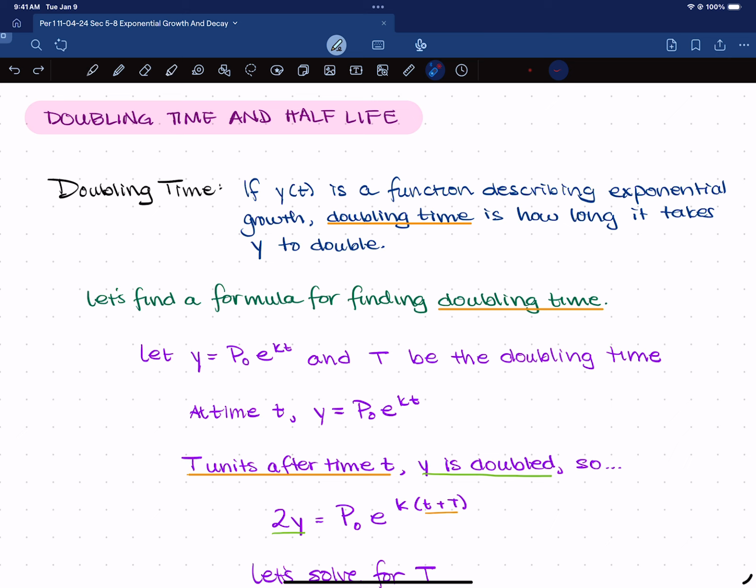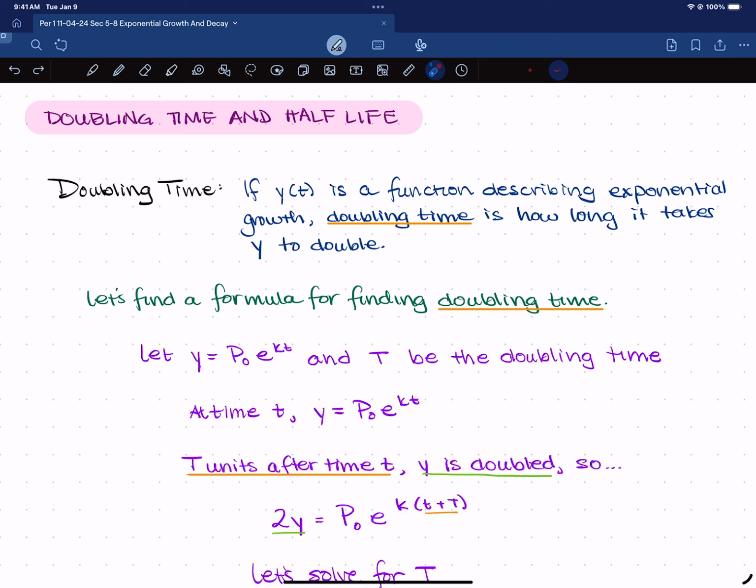In this video, we're going to talk about something called doubling time and half-life. So if we are talking about something that grows exponentially, the doubling time will be the same throughout the whole lifespan of whatever it is that we're talking about.